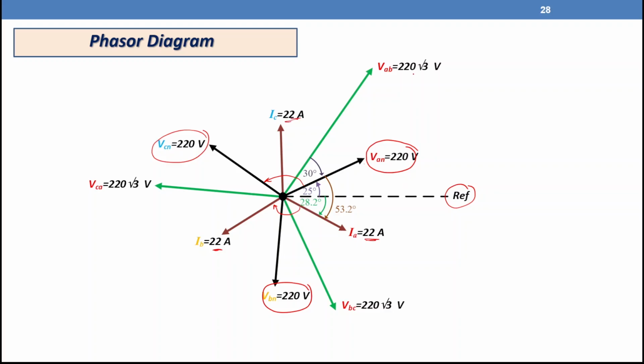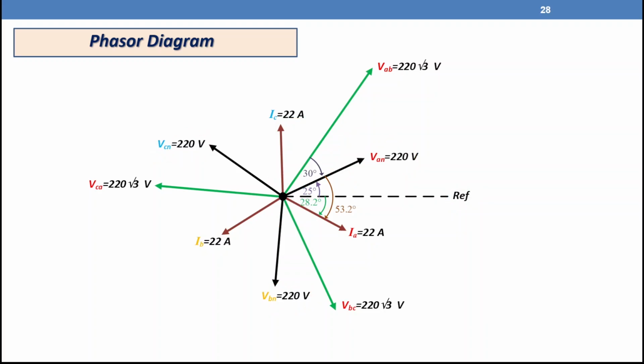What about the line voltages? The line voltage is 220 root 3, but shifted 30 degree from the phase voltage, as you can see here. From the reference it will be 25 plus 30, so that one will be 55 degrees. Definitely phase B is 120 degree from this green line, and that one is 120 degree from this one.